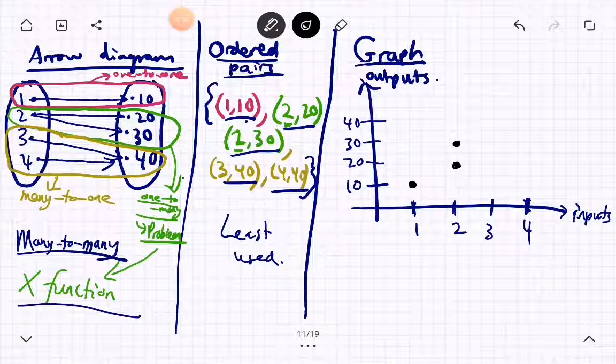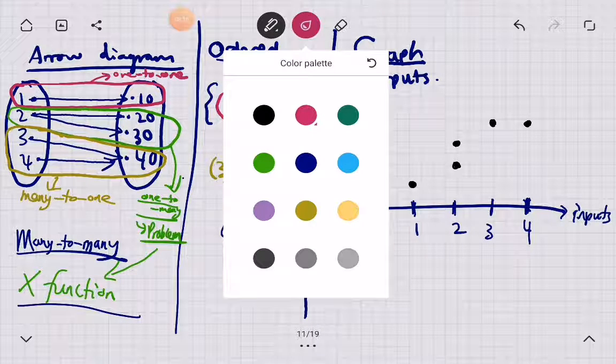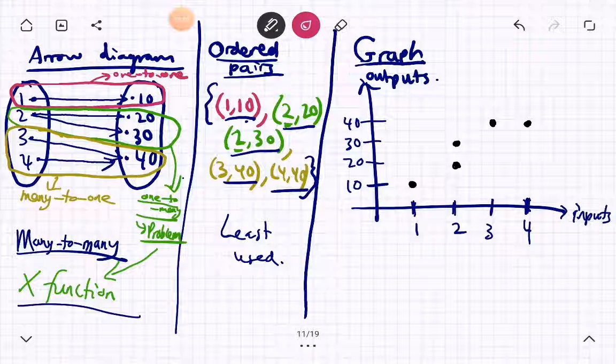And then we have 2 more points. Both have the same output. So one is here, the other one is here. In this case, 3 and 4 have the same output. Okay, now let's break this into the groups that we colored just now. So this is our pink group, right? The 1-to-1 relation, there's only one dot.